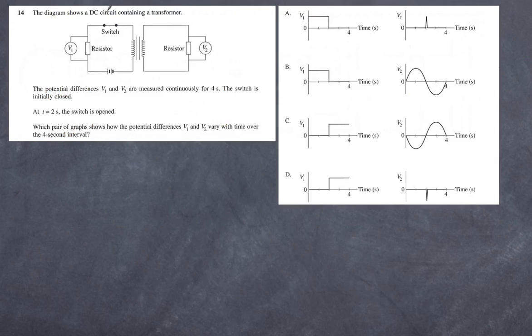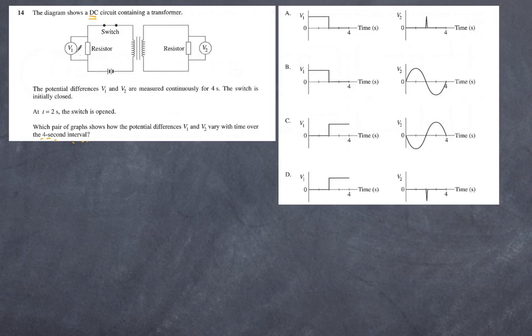The diagram shows a DC circuit containing a transformer. It's a DC circuit. So the fact that we've got a transformer, that's the first thing you should have noted. The potential differences of V1 and V2 are measured continuously for 4 seconds and the switch is initially closed, so there's a current flowing through this. At t equals 2, the switch is opened, and which pair of these graphs shows us the potential differences of V1 and V2, how they vary over the whole 4-second interval?